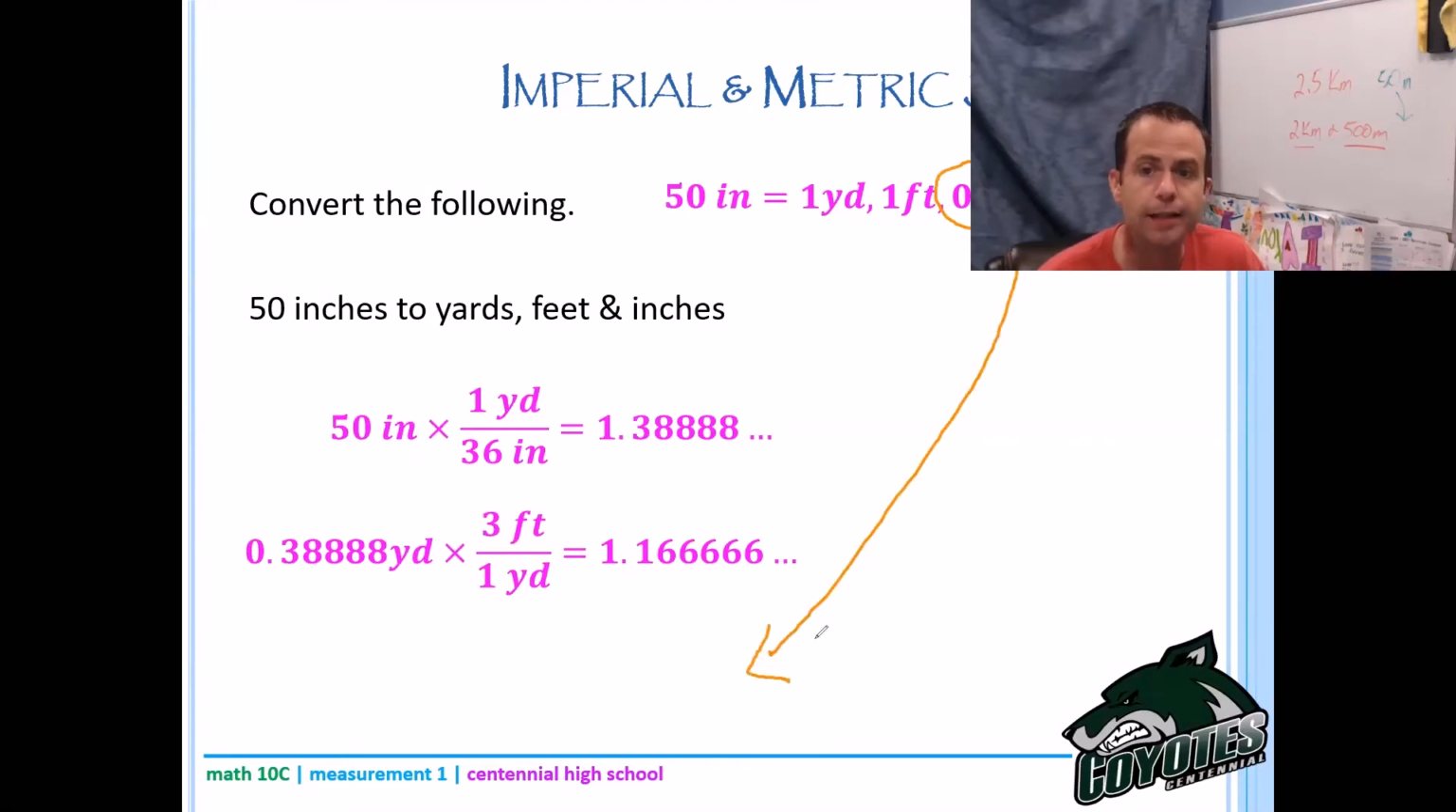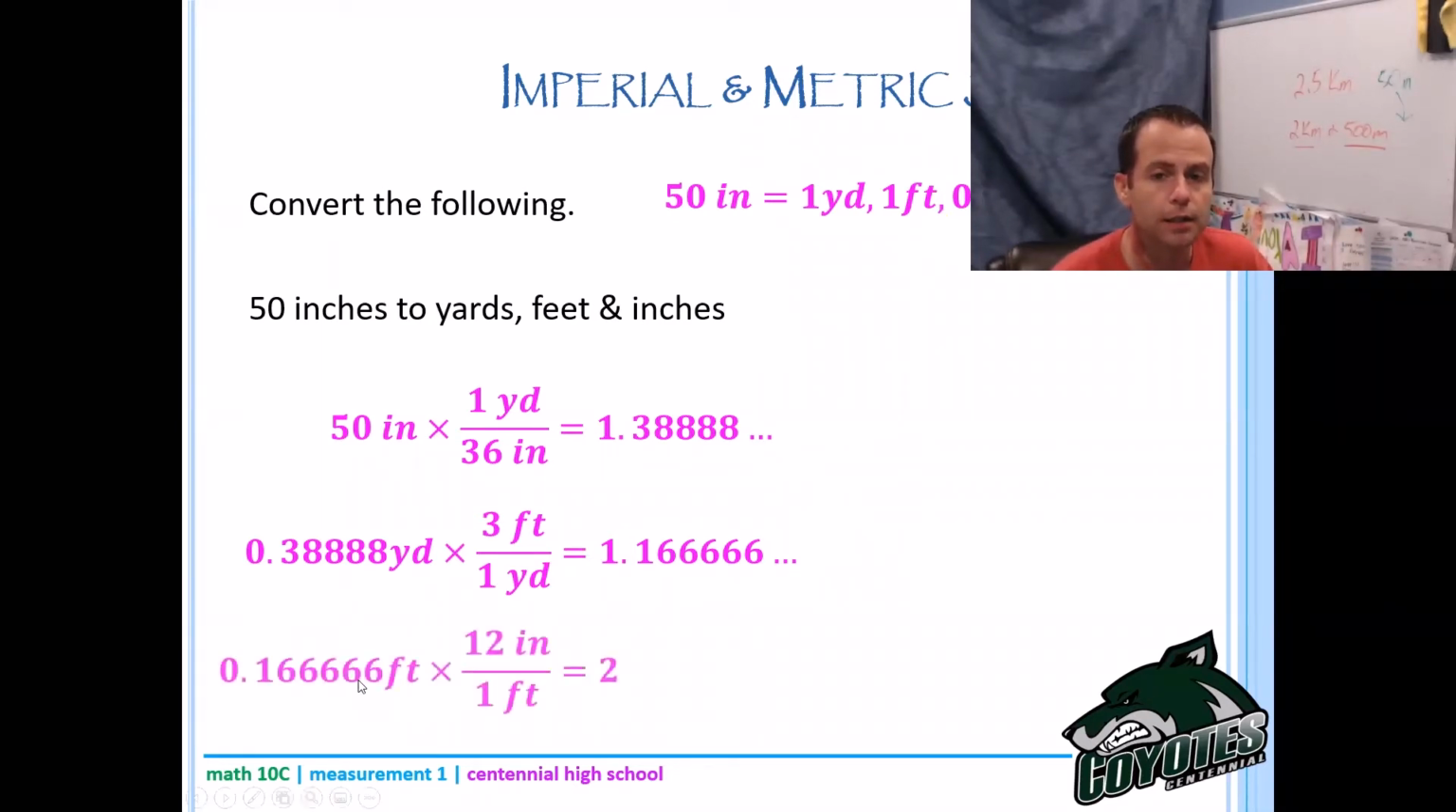So again, you got to get rid of the whole number that's in your calculator, so you can just go subtract 1 so that you're looking at the 0.1666666. And then to get that into inches, you're going to need to multiply by 12, and that should give you exactly 2.